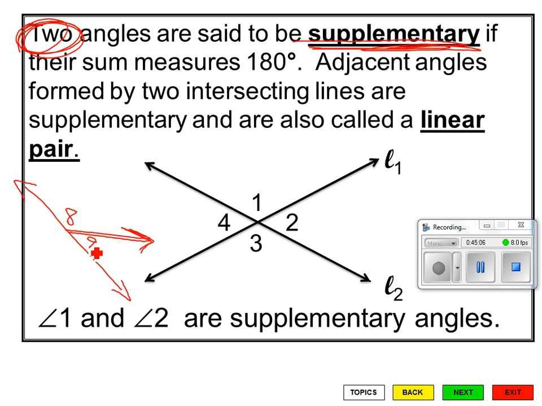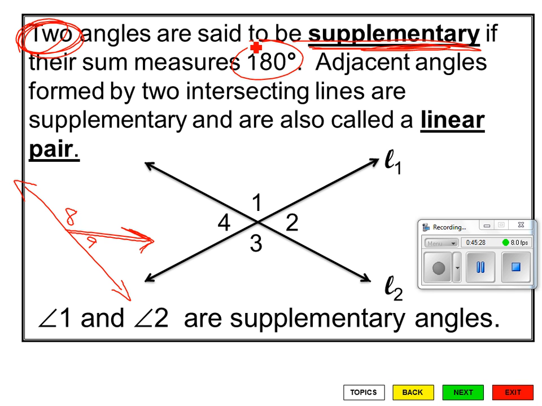Why supplementary? Because as soon as you say they're supplementary, you know that they add up to be 180. If you just say they're adjacent, does that tell Michael anything when he's looking at them? No, it just says, hey, they're hooked together. But if you tell him they're supplementary, then he knows they have to add up to be 180. So supplementary is a little more important here.